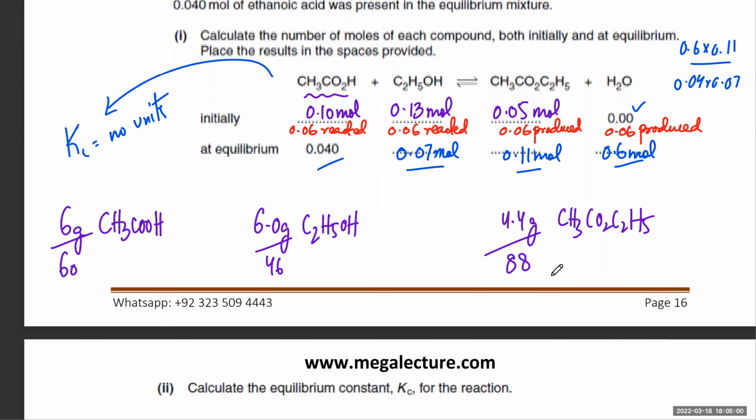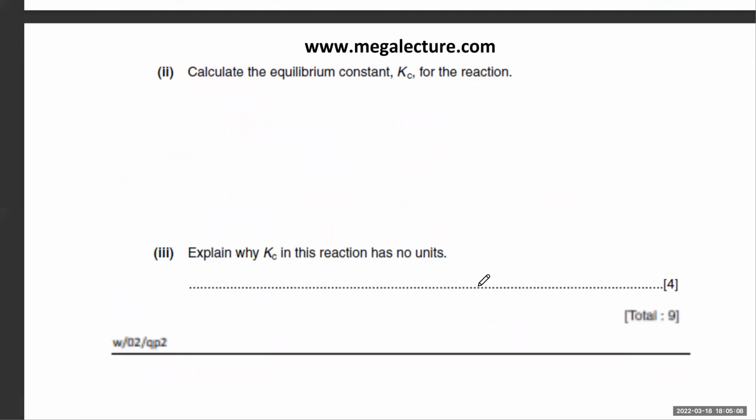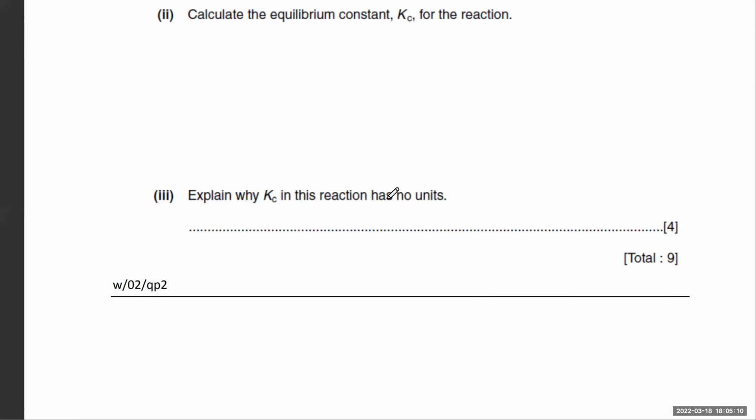Yes, clear? Yes, sir. Aisha, clear? Maheen, is this clear? Yes, sir. Yes. Achha, so explain why Kc has no units, because the numerator terms and the denominator terms are the same, so they get cancelled out.